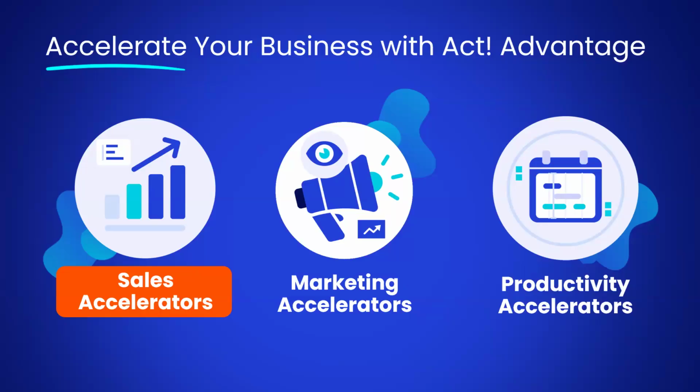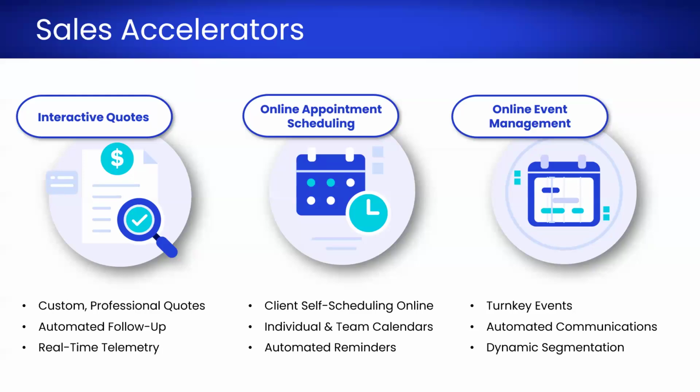So let's start by just taking a look at the sales accelerators in ACT Advantage. The three new signature sales accelerators in ACT Advantage are interactive quotes, online appointment scheduling, and online event management. And these are things that you may have been using add-ons or third-party products for in the past, but now you can do all of these right inside of ACT, which is a great convenience, and it can reduce your costs as well. Interactive quotes lets you design and send professional, highly customizable quotes right from within ACT.